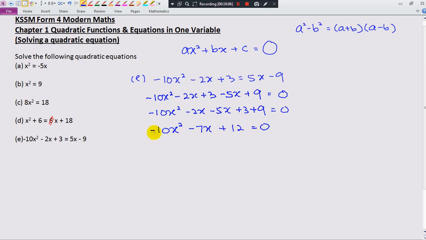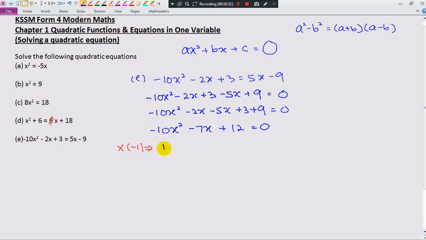Still remember just now, I told you to try to make it become positive, so easier for us to do the factorization. If you use your calculator, you have no problem. You can just key in negative number. You will get the answer easily. Okay, so how to change this one? Negative 10 become positive. I just multiply the whole equation by negative 1.